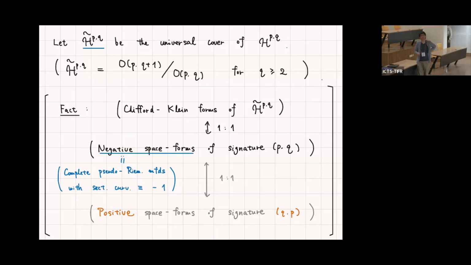But in this case, because of the niceness of this geometric structure, rigidity, you can prove the converse direction, as in the case of hyperbolic geometry. And I should remark that if you want to consider positive space form, then if you consider the signature QP instead of PQ, there is a one-to-one correspondence, because if you have a negative space form of signature PQ and you multiply the metric by -1, then you get this one. So today I will concentrate on this negative space form case and consider the signature PQ.